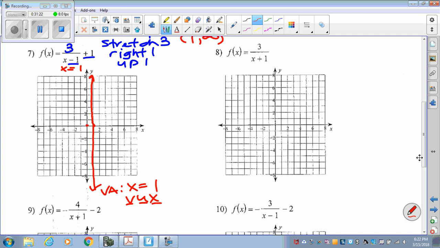And then now I have a horizontal line here. It went up 1. So here's my horizontal asymptote. My horizontal asymptote is y equals 1. Horizontal, 0 slope, and it's a y.